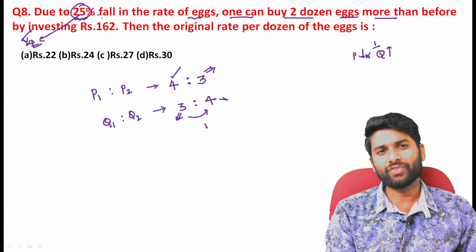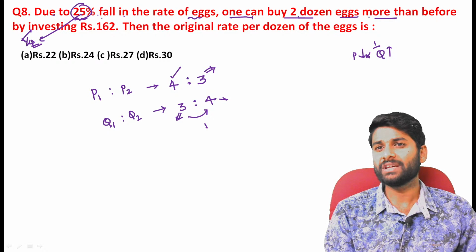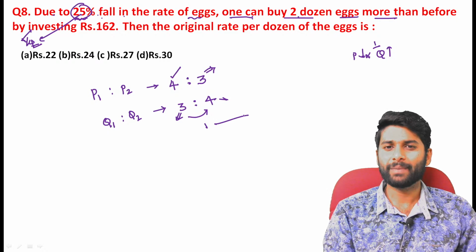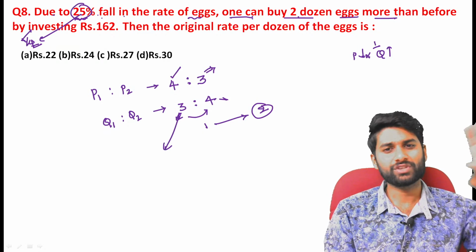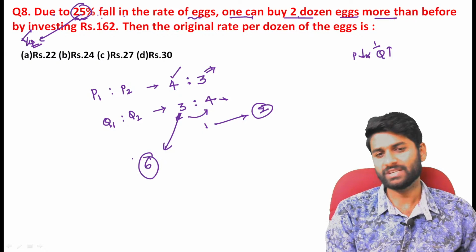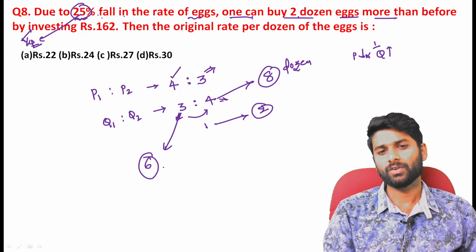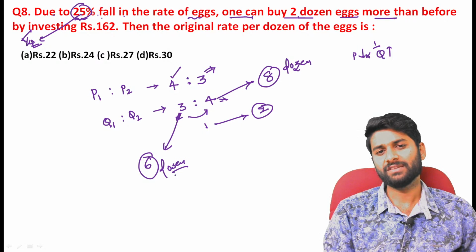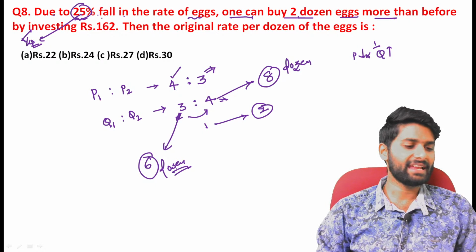Now read the information. Due to 25% fall in the rate of X, one can buy 2 dozen more X. Now see, just compare. 1 unit becomes 2. Then at the initial original price, they can get 6 units. Now because of the reduction, they can get 8 dozens of X. At the initial price, they can get 6 dozens. Because of the reduction of price, they can get 8 dozens.